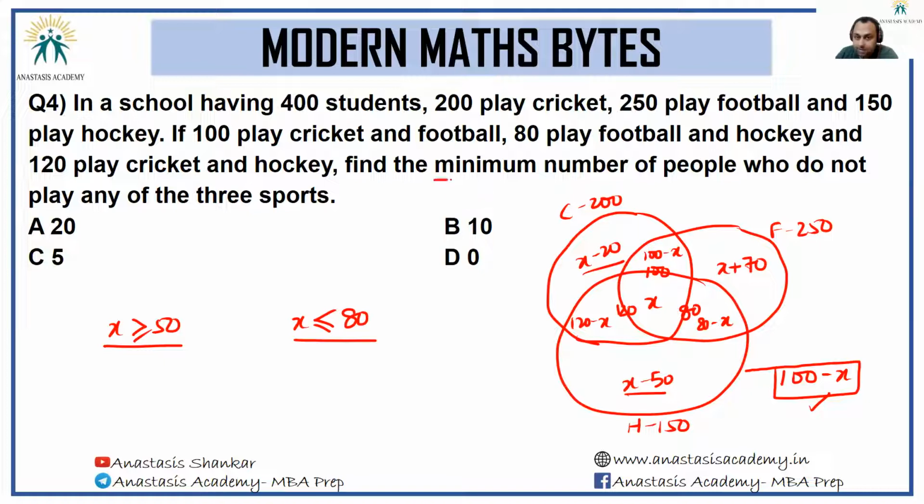Now, when the question is asking you minimum number of people who do not play any of the three sports, effectively, question is telling me minimize this number. In order to minimize this number, X has to be maximized. So if I take maximum possible value of X as 80, it turns into 100 minus 80, or the answer will be option A, 20.